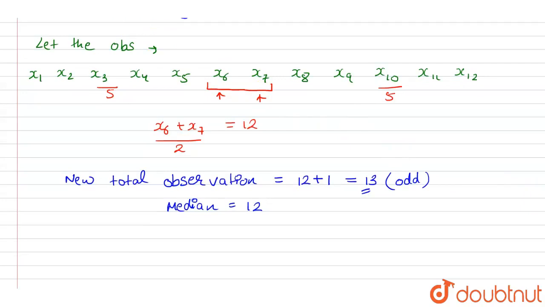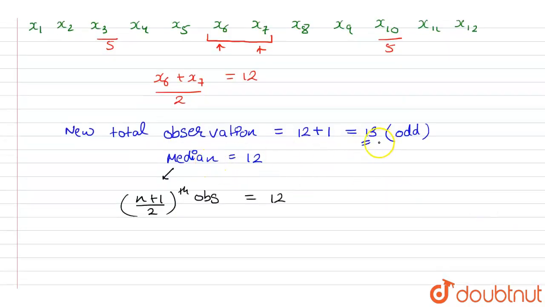Now we have the formula for an odd median. For an odd number of observations, the formula of the median is the (n plus 1) divided by 2th observation, which will be equal to 12. Here n is the number of observations, that is given to be 13. So we'll substitute the value. This will be equal to the (13 plus 1) divided by 2th observation, which comes out to be the 7th observation.